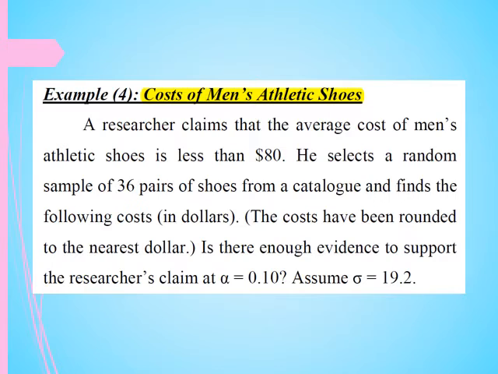A researcher claims that the average cost of men's athletic shoes is less than, note the key words, less than $80. He selects a random sample of 36 pairs of shoes from a catalog and finds the following costs, rounded to the nearest dollar. Is there any evidence to support the researcher's claim at a level of significance alpha equal to 0.1, I mean 10%? Assume that sigma is equal to 19.2.